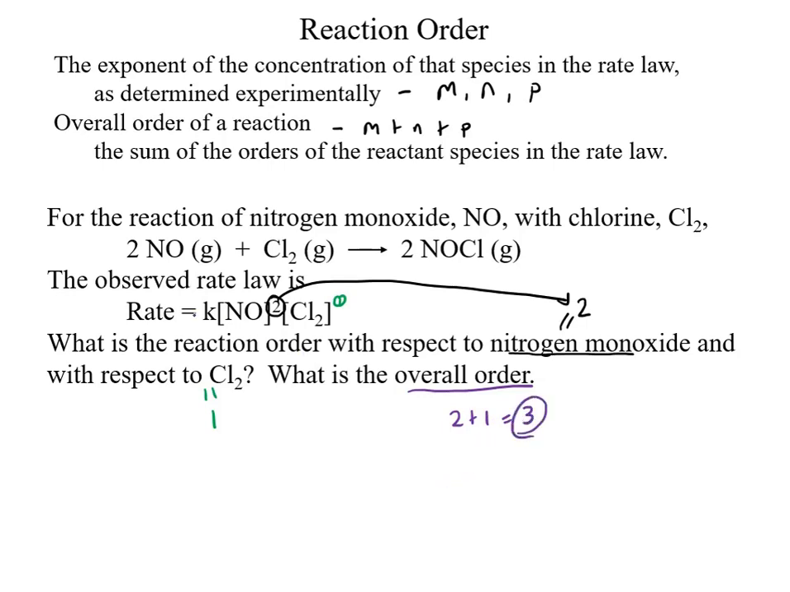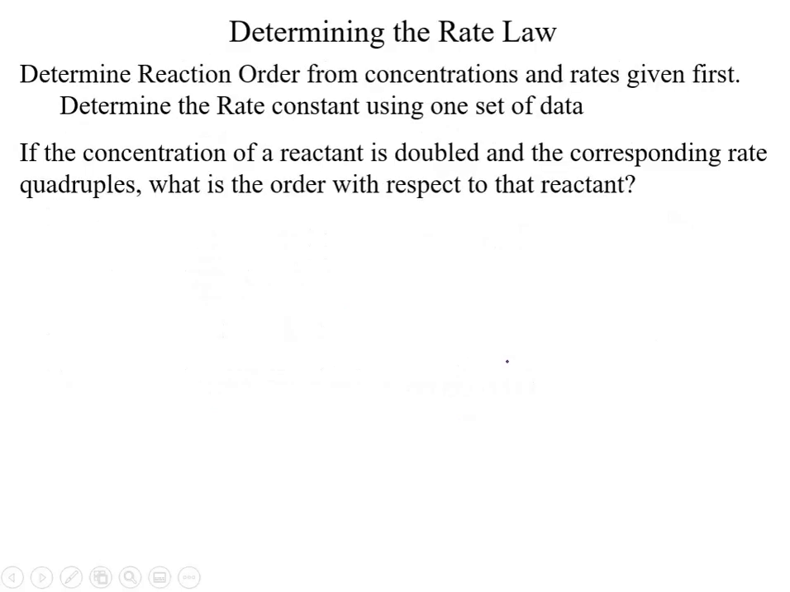Okay, so when given a rate law, the reaction orders are simply the exponents. If there's nothing written there, it's assumed to be 1. And then the overall order is the sum, which here is 3. Now, we're going to be determining the rate law in the following videos, from the concentrations and the rates.